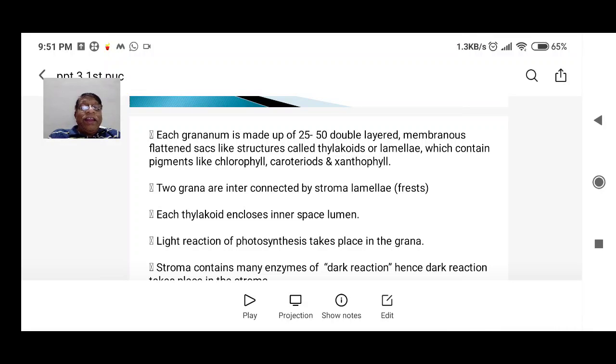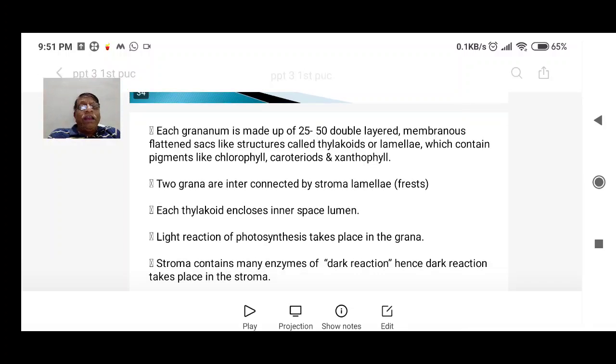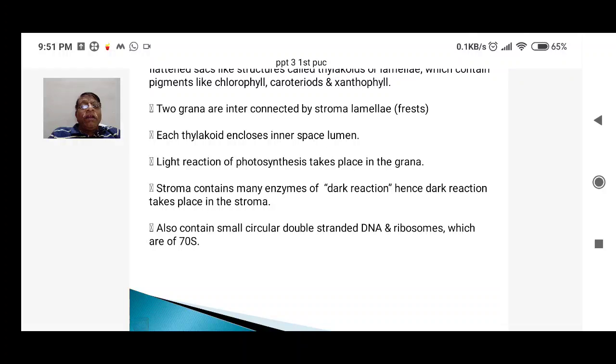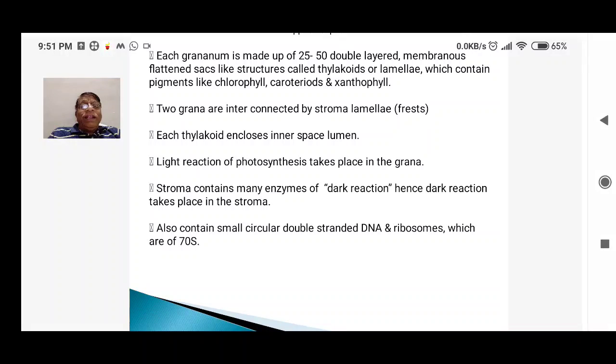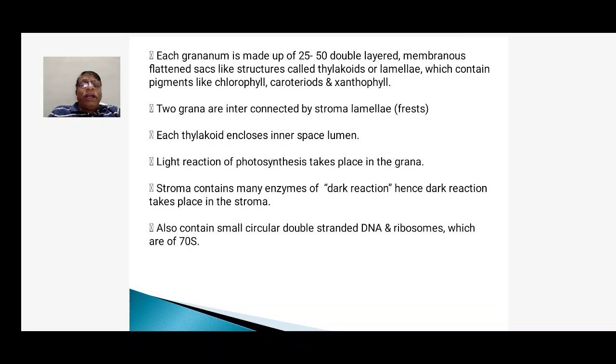The light reaction of photosynthesis takes place in the grana. Very important key point. Why does it take place only in the grana? Because the pigments are present in the grana. A very important notable point.